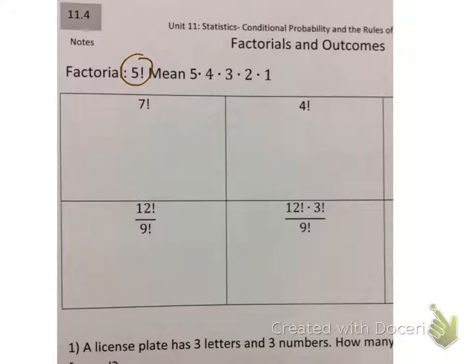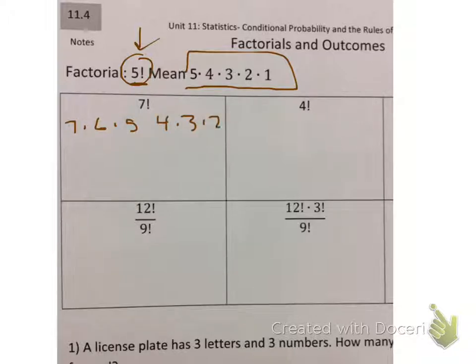But what it really means, if it says 5 factorial, it means to do 5 times 4 times 3 times 2 times 1. So you start at the number that has the factorial on it, and you multiply everything from it down to 1. So on this one, 7 factorial, that would be 7 times 6 times 5 times 4 times 3 times 2 times 1. And you could multiply it out like that, or you could use that factorial key on your calculator.